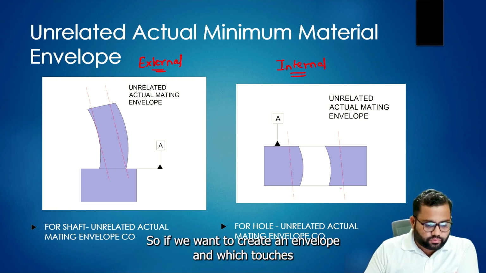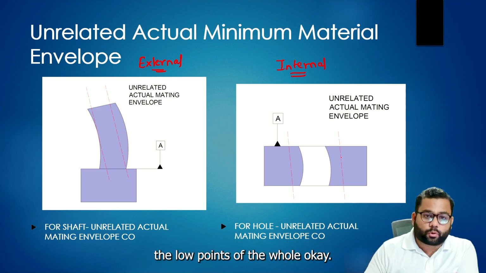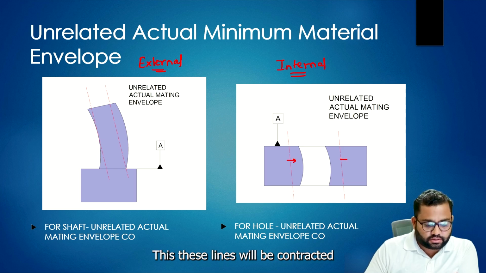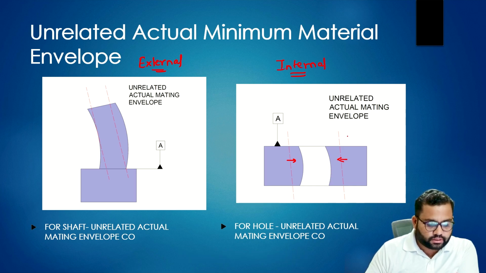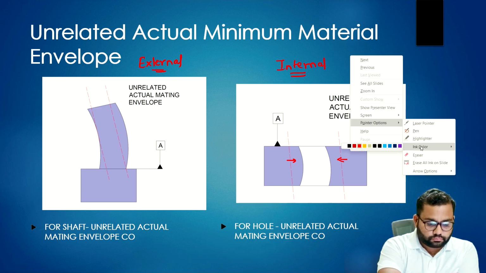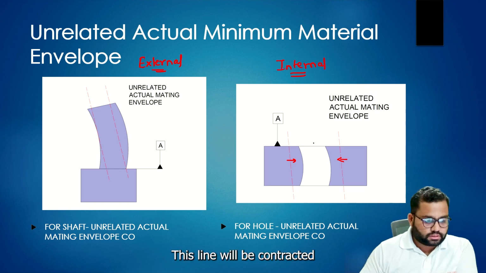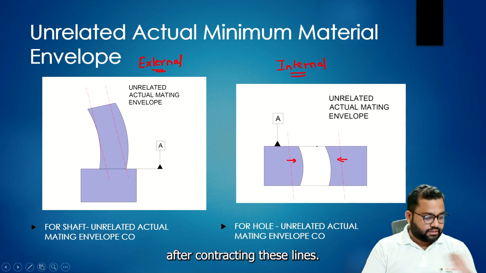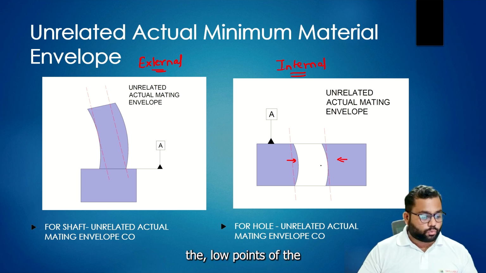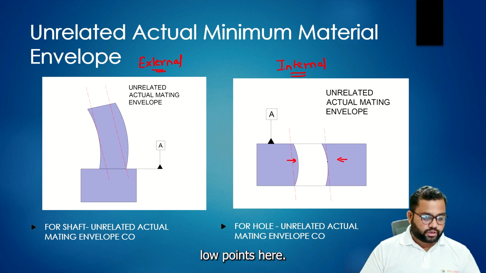If we want to create an envelope which touches the low points of the hole, these lines will be contracted towards the hole. After contracting, you can see these lines start touching the low points of the hole, and these are the low points of the hole.